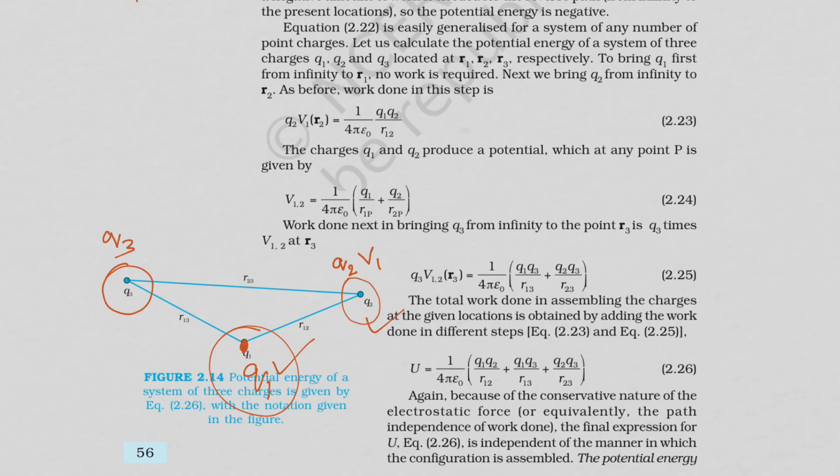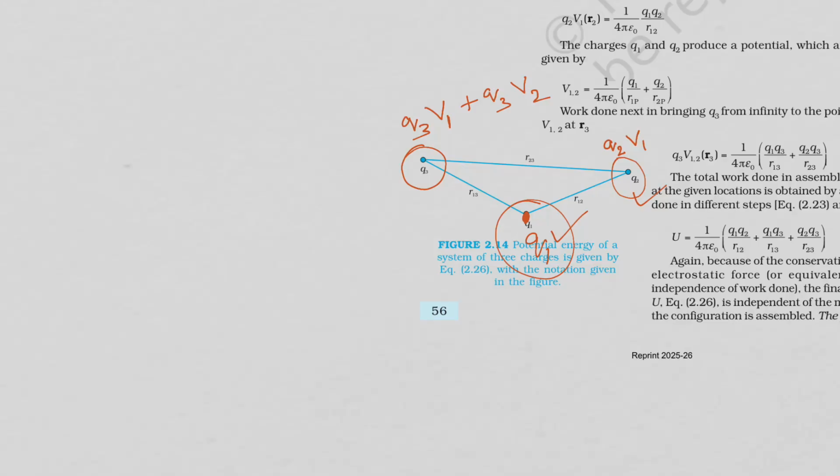Q3 multiplied by the potential due to the Q1 charge, that is V1, and also Q3 multiplied by the potential due to Q2, V2. And the total work done would be, we'll just add everything. So Q3 V1 plus Q3 V2 plus Q2 V1. And this work done is actually what? The work done is stored as the potential energy. So this is also the potential energy.